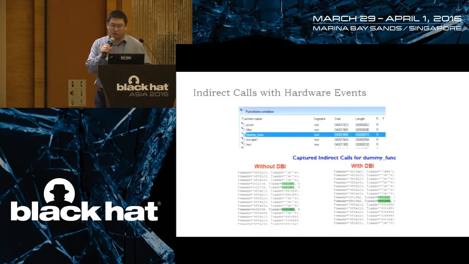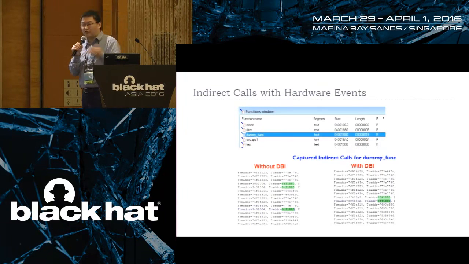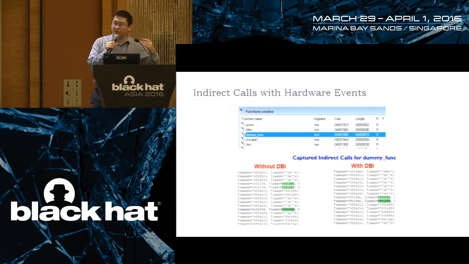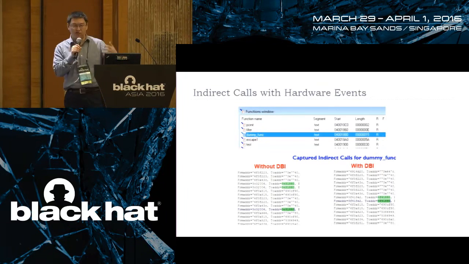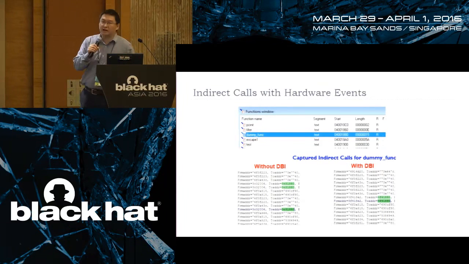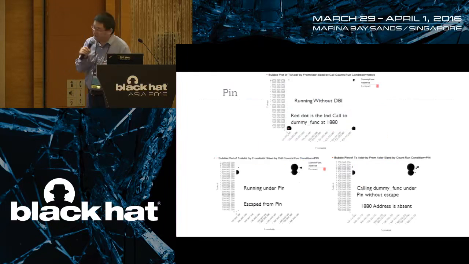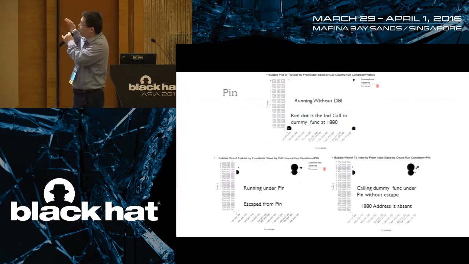That's another example here. We collect this kind of data. We can collect the from and to addresses, for example. Every time an indirect call happens, we collect the from and to address. Then we get a bunch of logs. Based on the data, we found some very interesting pictures. For example, here, that's Pin. We get lots of data.